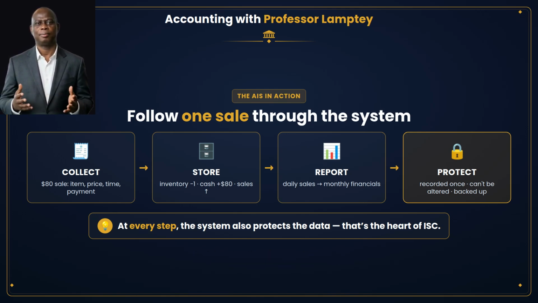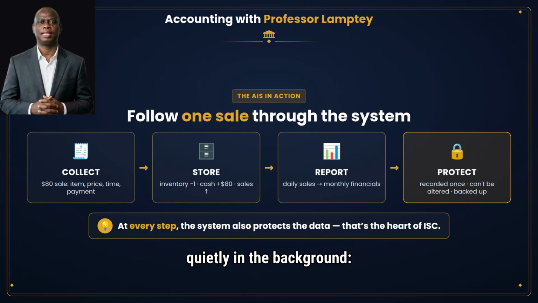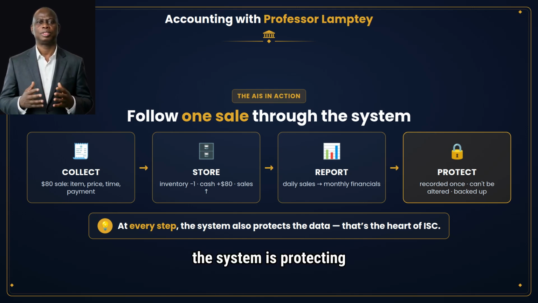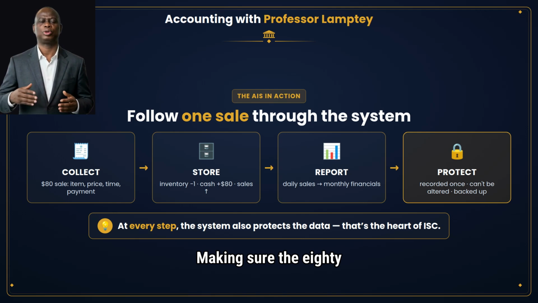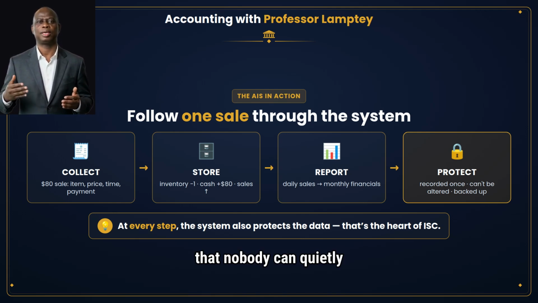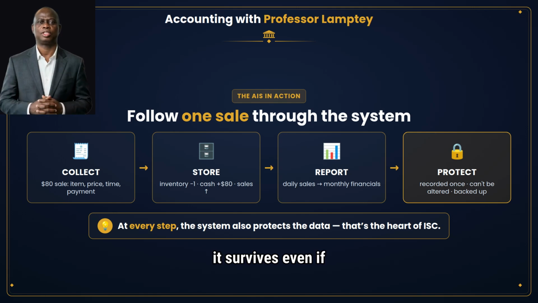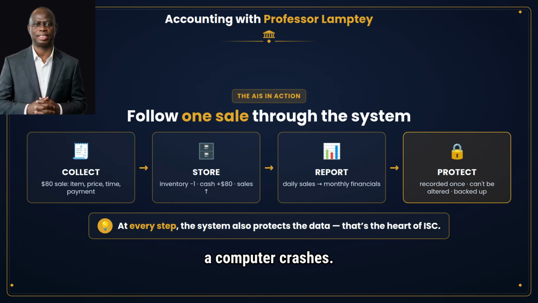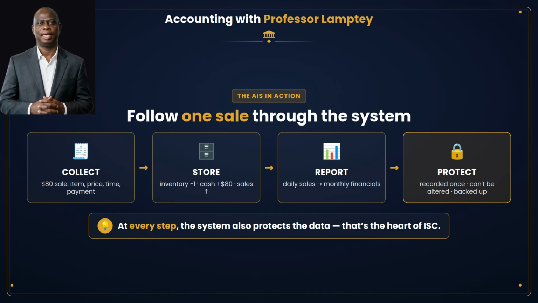And at every step, something else is happening quietly in the background. The system is protecting that data, making sure the $80 is recorded once, not twice, that nobody can quietly change it, and that it survives even if a computer crashes. Hold on to that idea. It is the heart of everything we study in AIS.